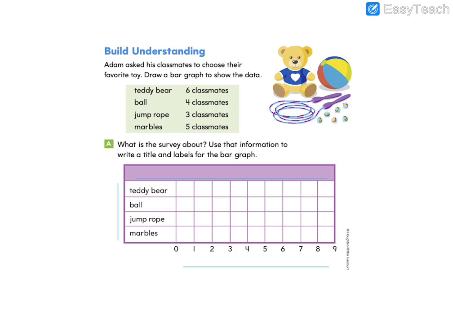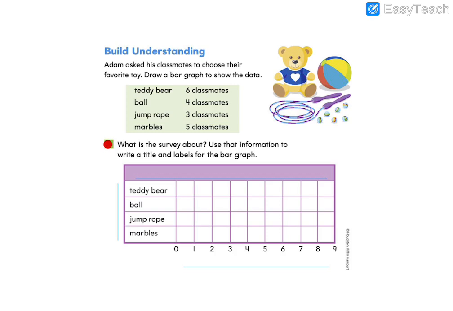Let's look at Build Understanding on page 82. Adam asked his classmates to choose their favorite toy. Draw a bar graph to show the data. 6 classmates chose a teddy bear. 4 classmates chose a ball. 3 classmates chose a jump rope. And 5 classmates chose marbles.